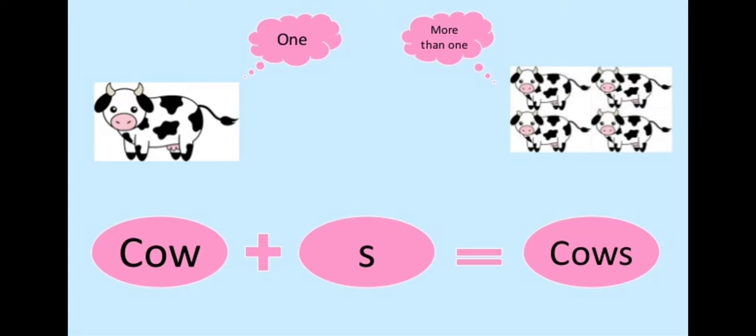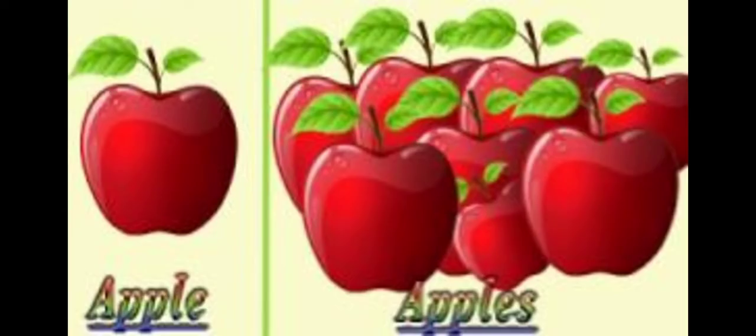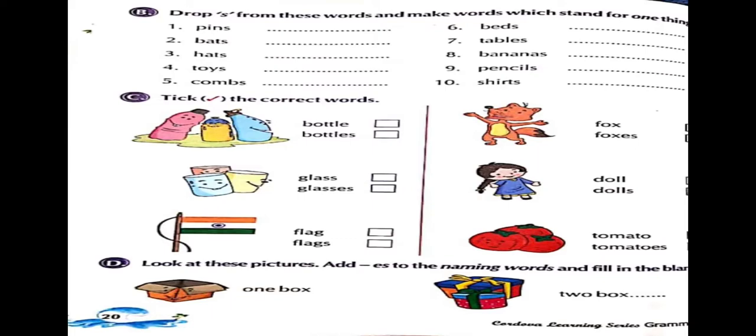Yes or no? Yes. Now, for example, in the first picture, there is only one apple. So, we have to say it apple. And in the second picture, there are more than one apple. So, we have to say them apples. We have to add S and apple will become apples. Understood? So now here we have to solve some examples.